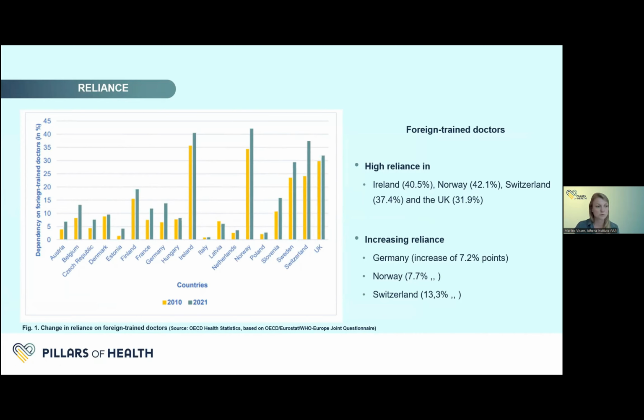And that's up to 42% in Norway, which is quite high, as this is towards almost half of their share of doctors. And when we look at these differences between the yellow and the green bars, we see that actually over time, this reliance is observed to increase. So in Germany, Norway, Switzerland, for example, we see an increase from 7 percentage points towards 13 percentage points.